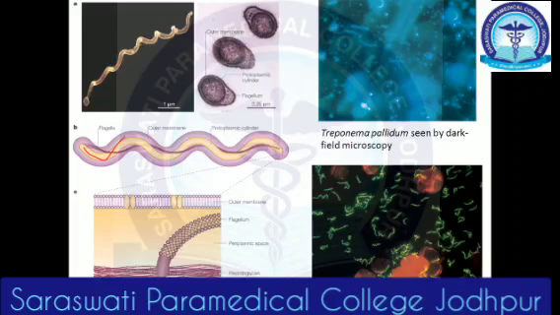So they need to achieve this coiling structure for their movement. They need to achieve this screw-like structure for their movement, and for that purpose they need to attach both of their ends with this periplasmic flagella. Now we can look here.